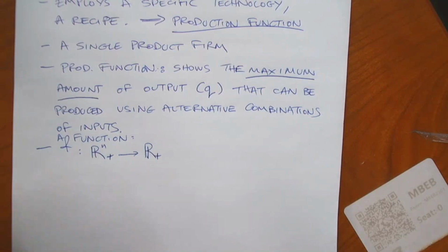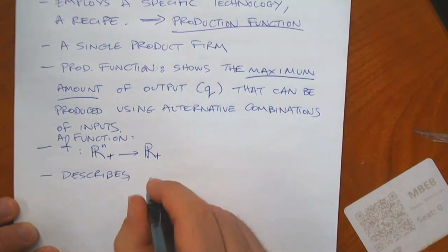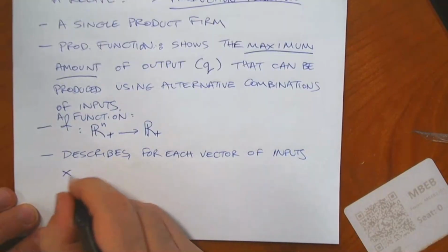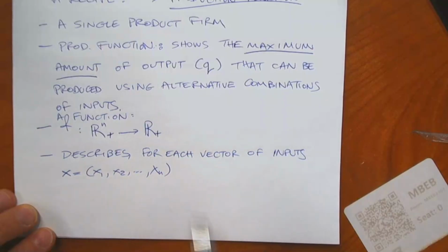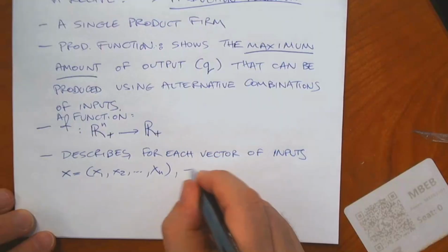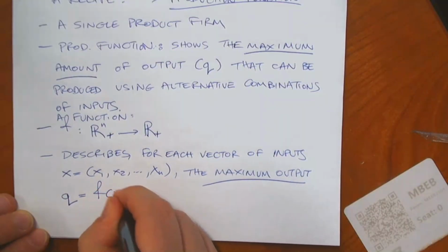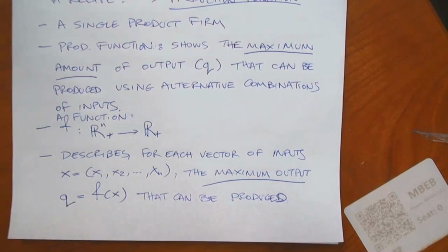Nothing too fancy. So I would say it describes, for each vector of inputs, x1, x2, xn, that's capital, labor, natural resources, and so on and so forth, the maximum output, Q, being equal to f of x, that can be produced. So what comes to your mind when I talk about the maximum output, and what would be the alternative? Why would we worry about making sure that we're talking about the maximum output that you can produce with a certain number of inputs? When you say alternative, it could be the minimum input. That would be the opposite.